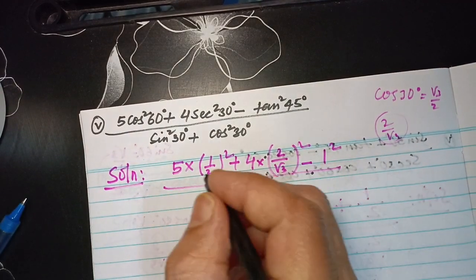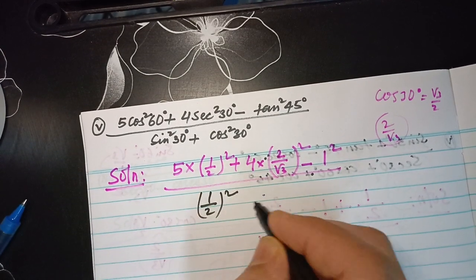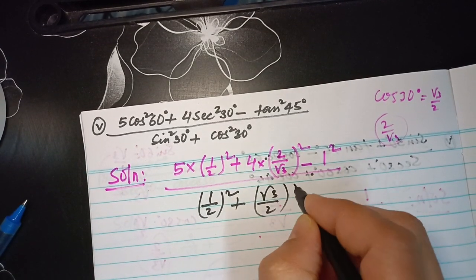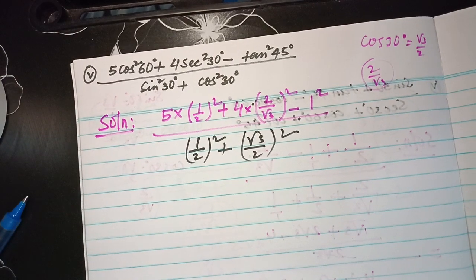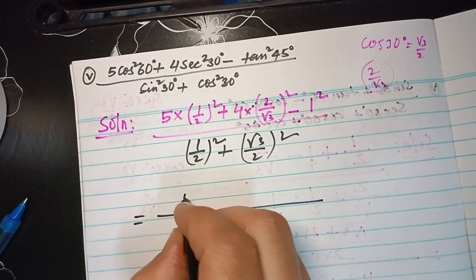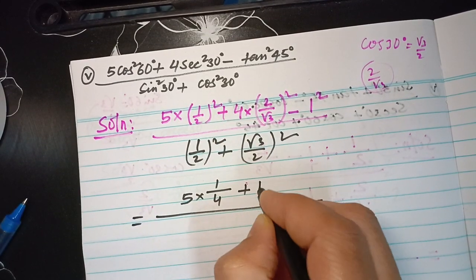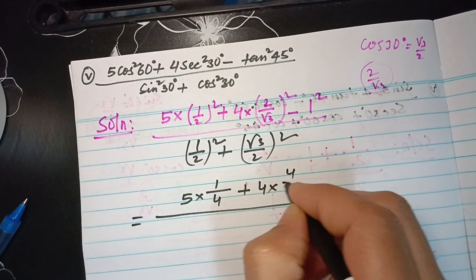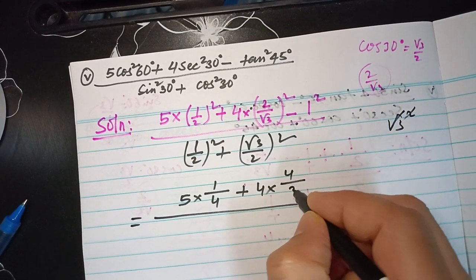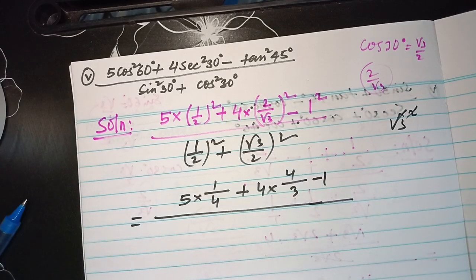Okay, now for sin 30 you know the value is 1 by 2, plus cos 30, root 3 by 2. Got it? Let us continue. For this 5 we will write 5, and 1 square will be 1, 2 square will be 4, plus 4 into 2 square will be 4, root 3 square will be 3, the root and square will cancel out, minus 1.